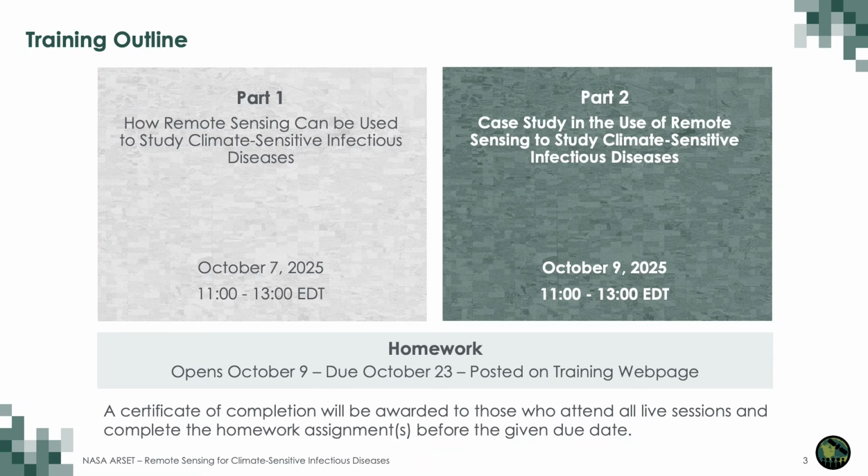So today we are going to part 2 of the training, where we are going to examine a case study in the use of remote sensing to study climate-sensitive diseases, focusing on malaria in Ethiopia.